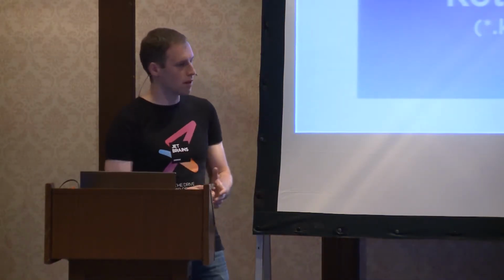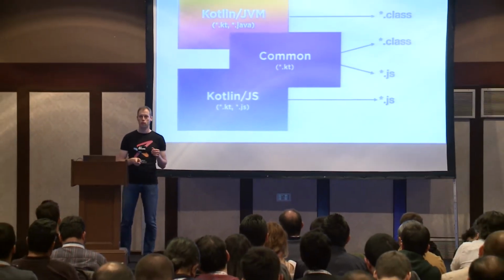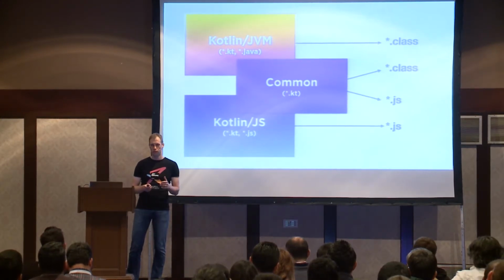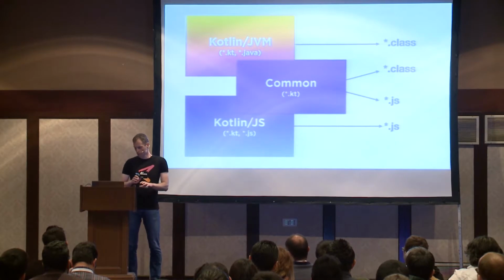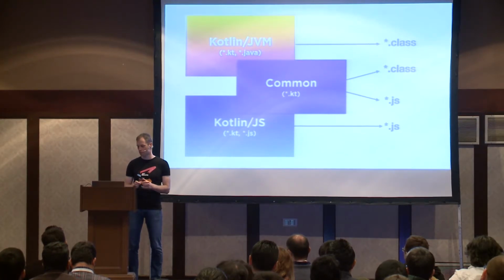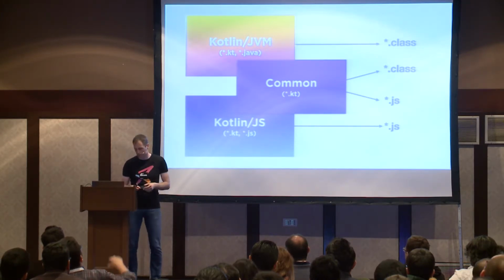So how do multiplatform projects in Kotlin work? Essentially, you split your application into different modules. You have a common module, which contains only pure Kotlin code without any platform-specific dependencies. Then you have platform-specific modules, for example, Kotlin JVM, Kotlin JS. These modules can contain platform-specific code like Java files or JavaScript.